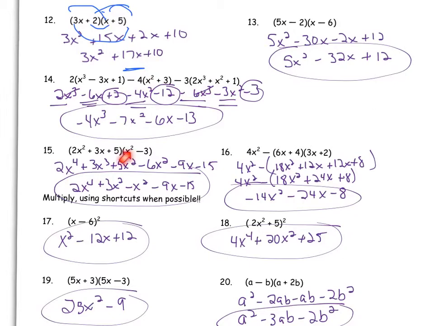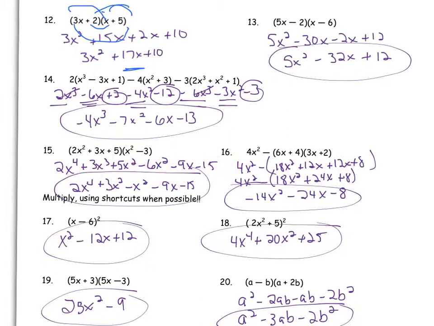And same with this one. This 14 had addition subtraction in it. This is just straight multiplication. And it's like the FOIL method, except there are 3 terms. So there's a trinomial times a binomial. But each term in the trinomial has to be multiplied by each term in the binomial. And then when you're finished, combine like terms.